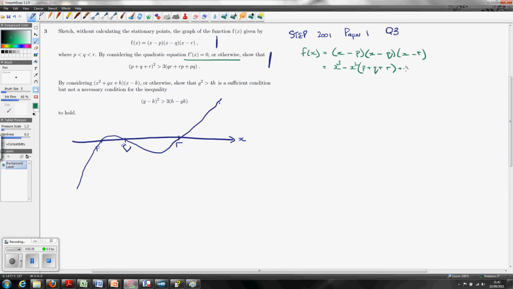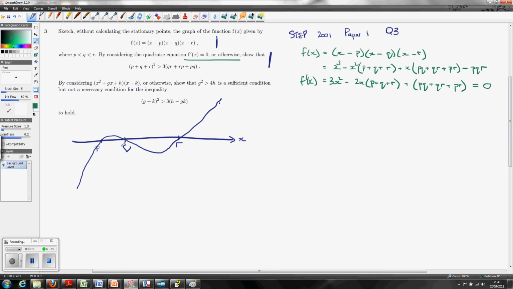And then there is a plus x term, it's (pq + qr + pr), and then it's minus pqr. That's what the function is equal to. Check that. And then if we want f'(x), simple differentiation here, that's going to be 3x squared minus 2x(p + q + r) plus this rather nasty expression here, (pq + qr + pr).